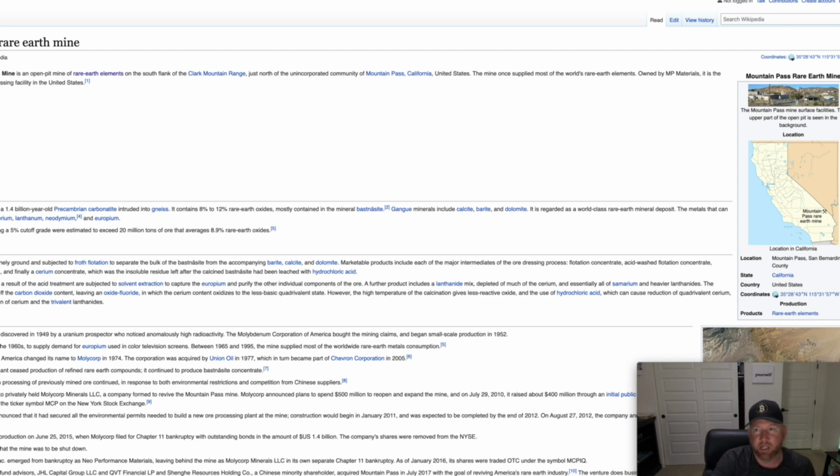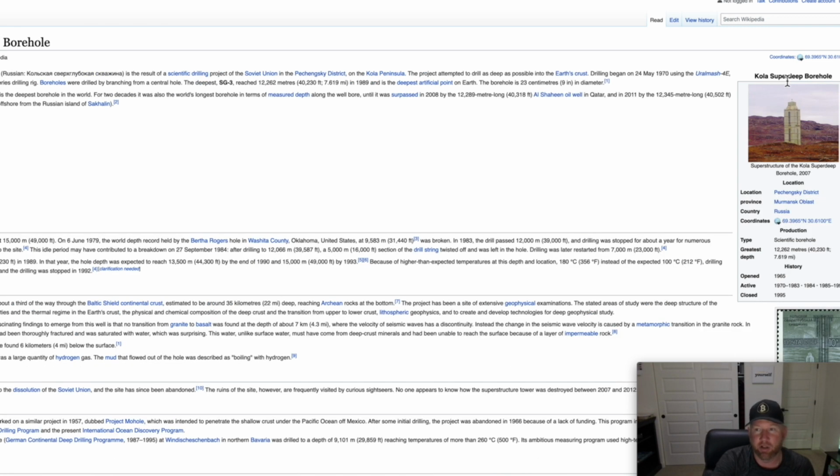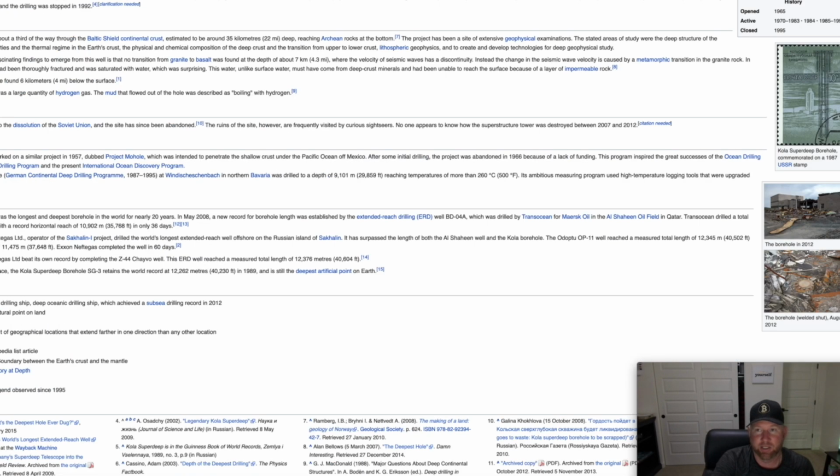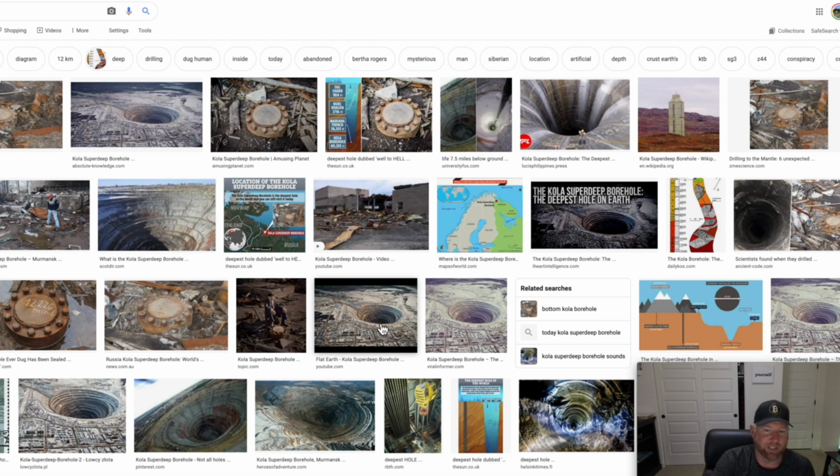There's also some of these rare earth mines can really be eyesores. They're not very pretty. Some of you guys might already know of the Kola Super Deep Borehole. Let's just see here. Yeah, you could see. You guys know this hole. This is in the Soviet Union. Oh, man. It's a big hole in the ground. They're eyesores, I'll tell you what, to get to these rare earth minerals.